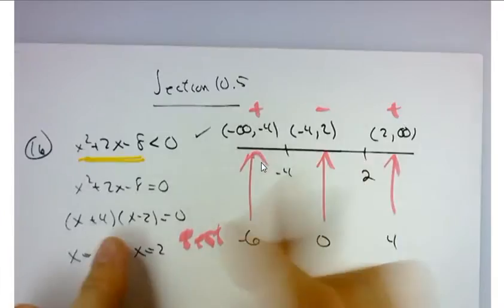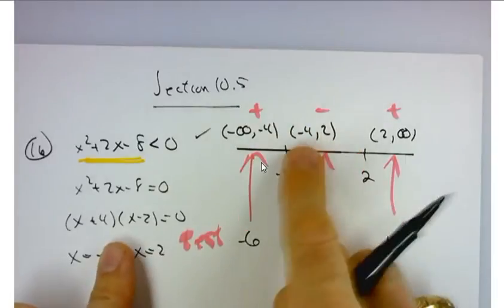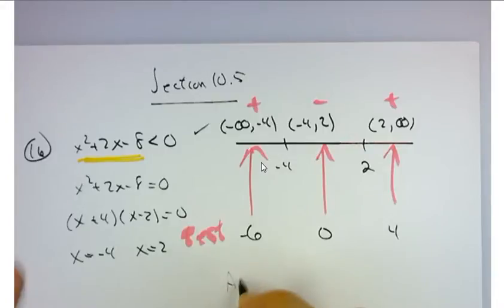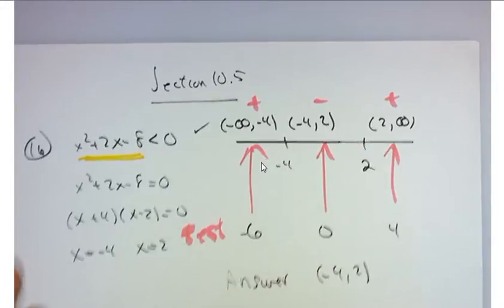Parentheses, good. If this was a less than or equal to, then you'd be using brackets around these. But with just a less than, that's the easy case for you guys. Everything gets parentheses. So your answer is simply -4 to 2.